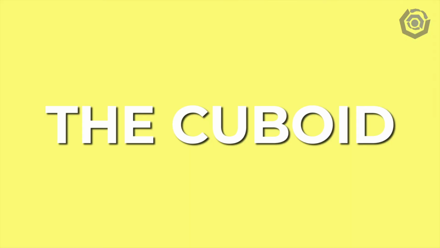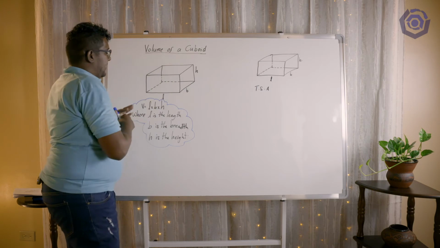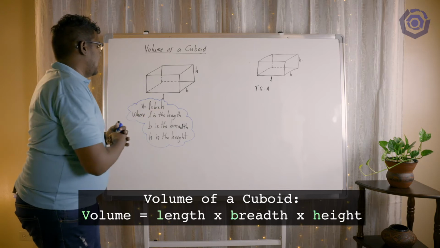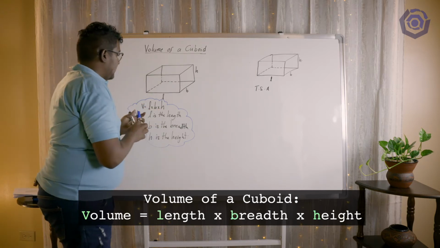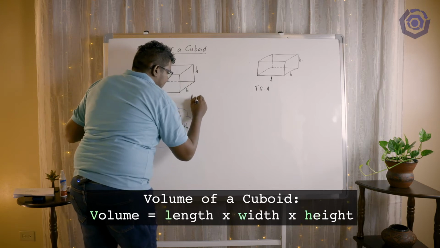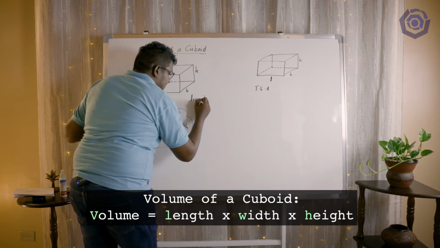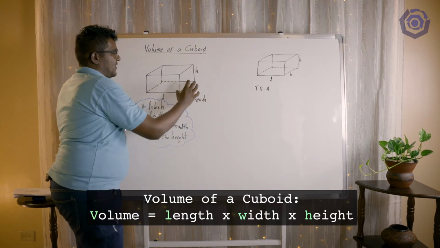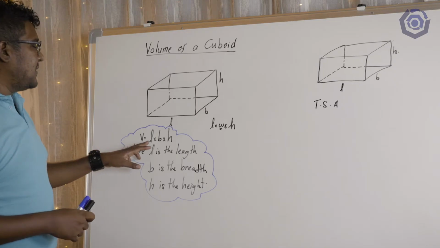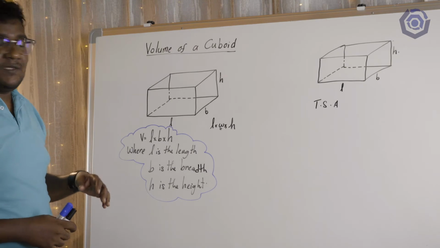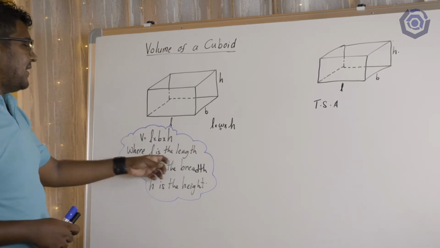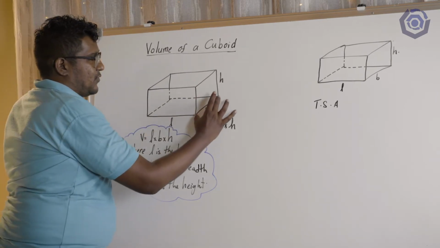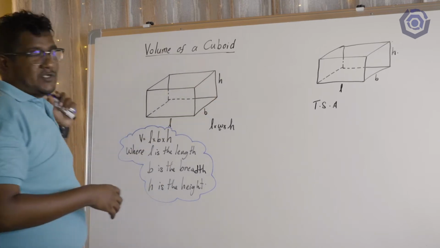The second shape we're going to look at is the cuboid. The volume of a cuboid: to find the volume of a cuboid, the formula is length times breadth times height. And in some cases you would see length times width times height. Width and breadth is the same thing. It's how wide the shape is. So the volume is length times breadth times height, or length times width times height, whichever one you see, it's still correct. Where L is the length, B is the breadth, and H is the height. The length would be the longer side, the breadth would be how wide our shape is, and the height would be how high our shape is.